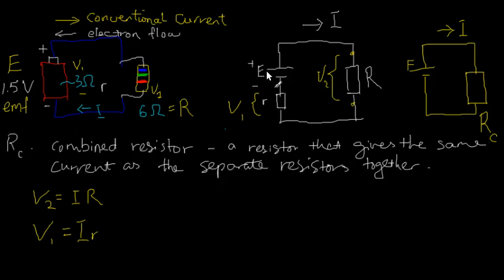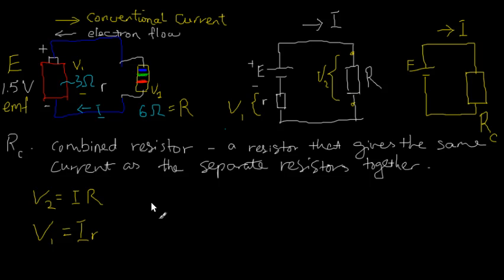So therefore E is just the total work done on 1 coulomb of charge, whereas V1 and V2 are the separate work done on the separate resistors. So this just means that the sum of V1 and V2 should be equal to E. So therefore, if I add these two, I should get E.